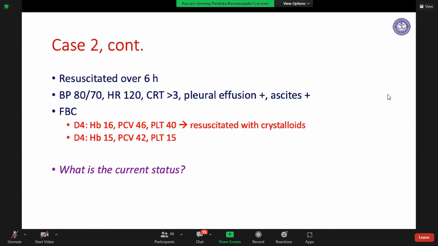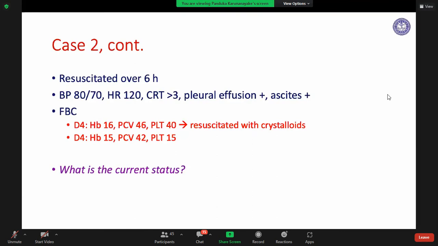Yeah, you can clearly see that there's a very clear drop in the PCV, more than what you would expect for the correction from fluids. Of course, there was a hemoconcentration earlier, 46%, and that is hemoconcentration because of leakage, and we gave fluids for 6 hours, so that 46 will become reduced because of that. But, for it to come down to 42 is very worrying.